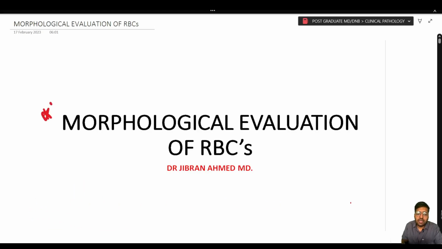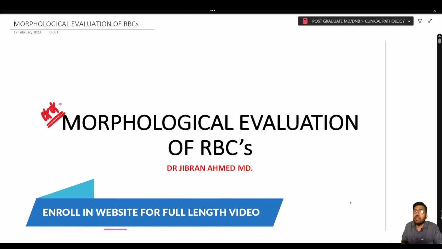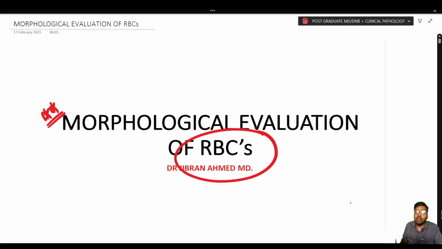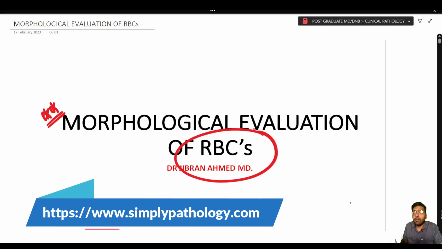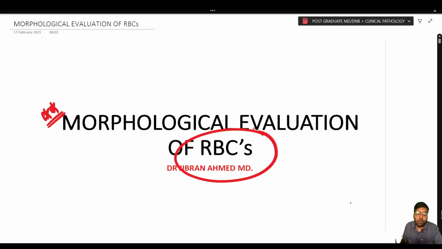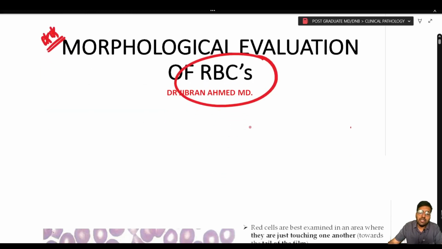Today we are going to discuss the final session on the peripheral blood smear, that is the morphological evaluation of the red blood cell. This is a very important session because we are going to discuss the basics of the morphology of the RBCs and its variation. It is very important both for undergraduate as well as postgraduate students because a lot of basic questions are asked from this particular part. So stay tuned till the end of this video.